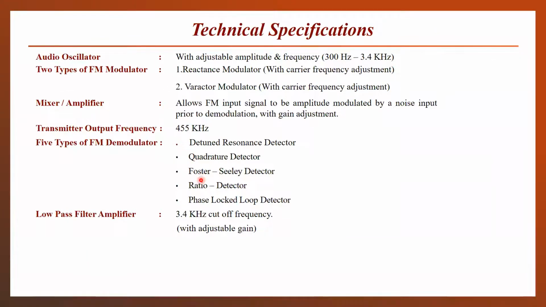And 5 types of demodulator are present here, which I have shown you, and a low pass filter amplifier whose cutoff frequency is 3.4 kilohertz. Because our audio frequency ranges between 300 Hz and 3.4 kilohertz, and the frequencies higher than this will be considered as noise, we have set the cutoff frequency of this low pass filter as 3.4 kilohertz.